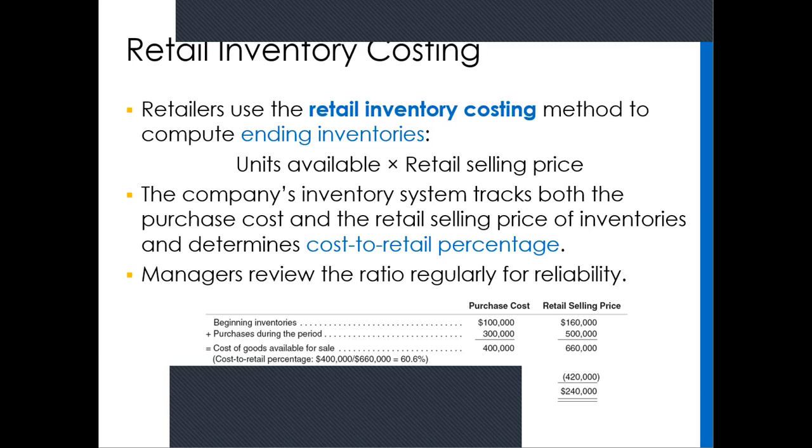Let's talk about retail inventory costing, because sometimes you know the costs and sometimes you don't, and you have to project. So you got to take an average percentage of calculation based on the retail price. So if we have retail inventory costing, we have units times the retail selling price. We figure out the retail is. And the inventory system is still tracking the cost and the retail selling price. We get something called a cost to retail percentage.